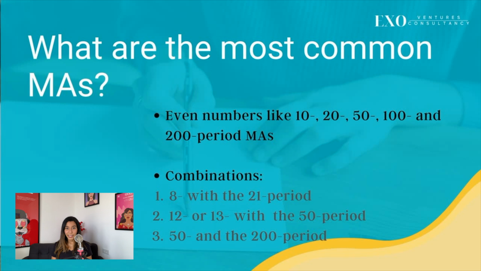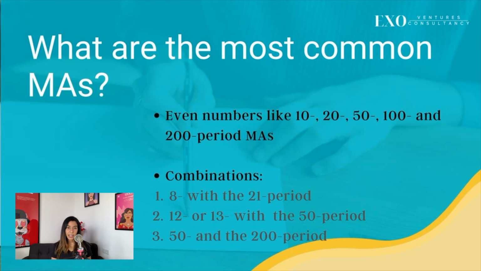So what are the most common or most used moving averages? Whether you're using SMAs or EMAs, moving averages are highly customizable. With this, I mean that you can change the number of candles that you want, and this way you change the time period that you want to see the average price for. Now, the most common moving averages are the even numbers like 10, 20, 50, 100, and 200 period moving averages. And you can use these on whatever time frame you like to chart on.